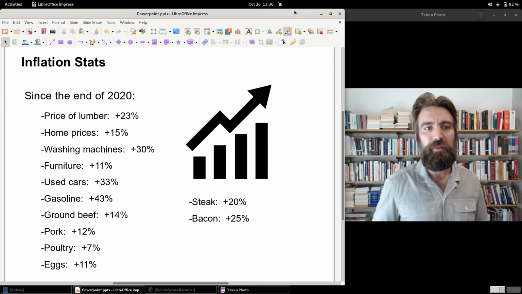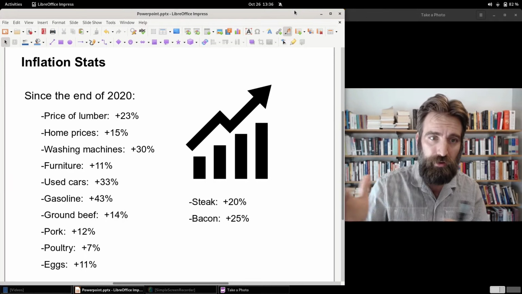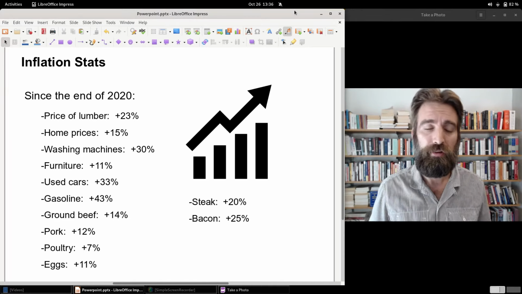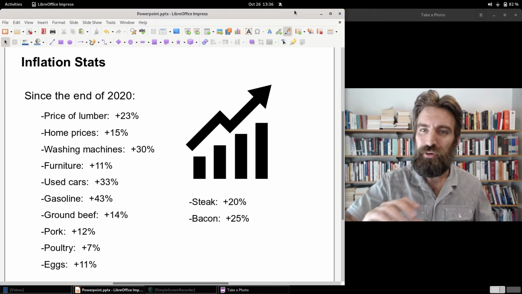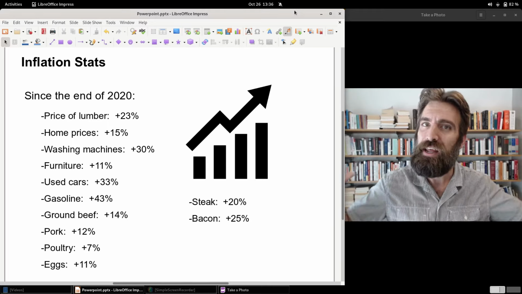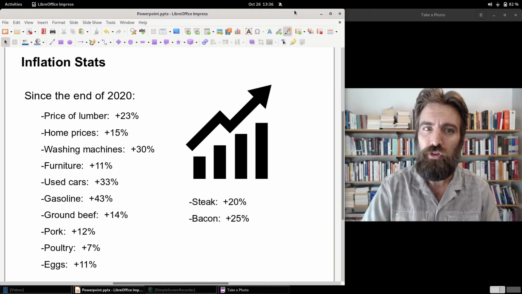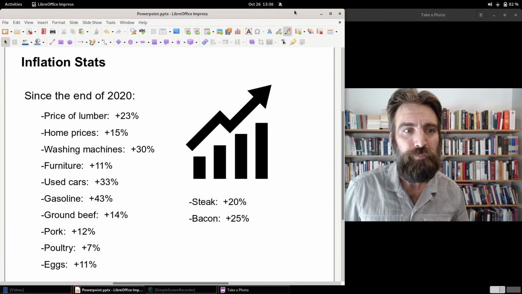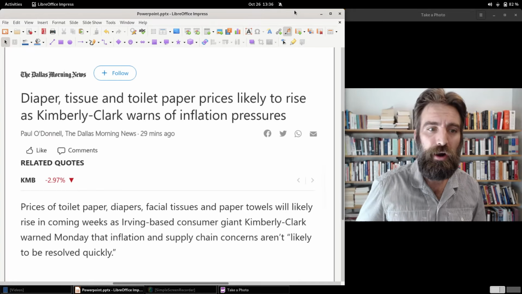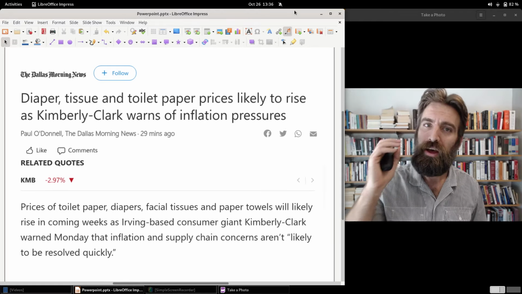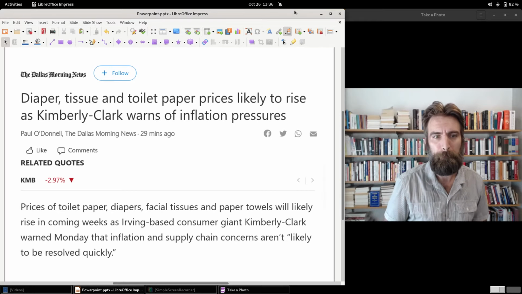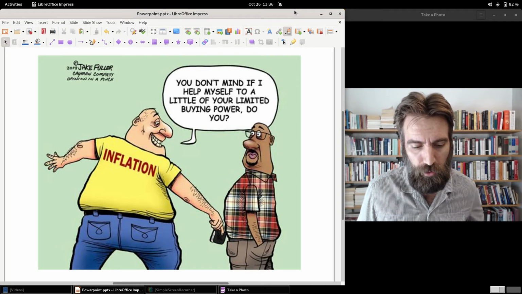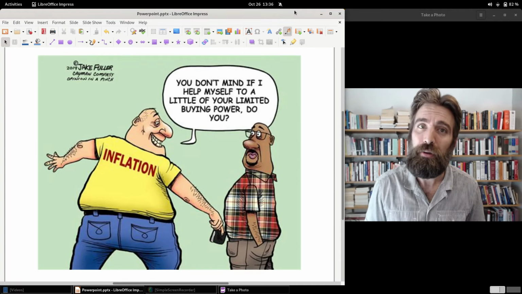Now when you look at price increases for certain items, there are lots of different factors at play depending on the item or depending on the service, okay? But what's undeniable is that there is a general trend, and the general trend points to something bigger, and that is a crisis of confidence in the U.S. dollar. Kimberly-Clark, major manufacturer, has announced that they expect price increases for diapers, tissues, toilet paper. And so what this does, this is a tax on the American people.